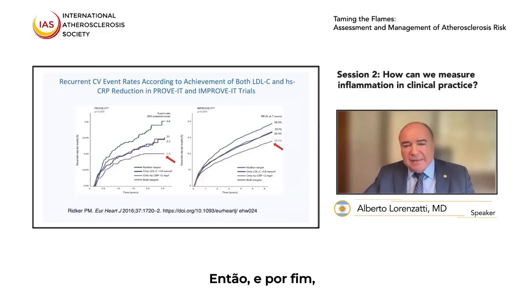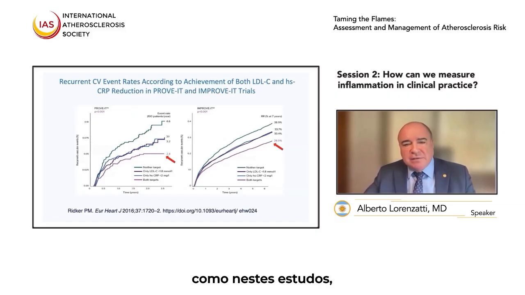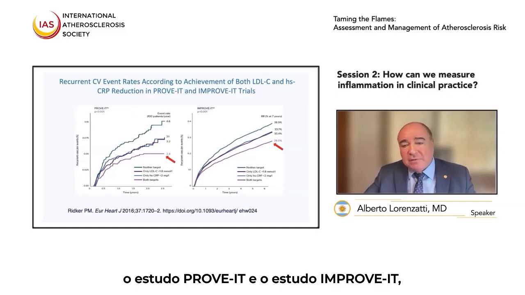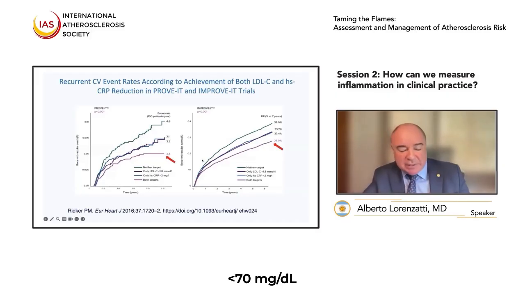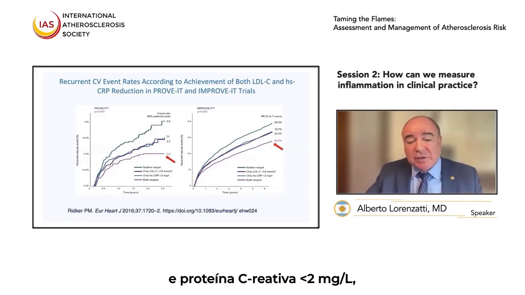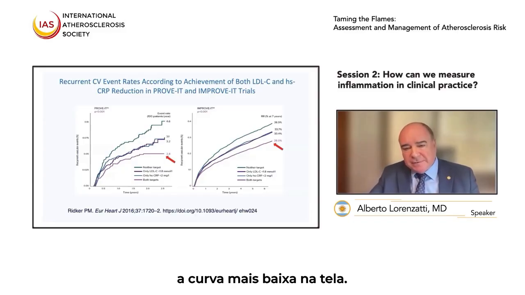And finally, if you gather the objective of a reduced LDL, like in these studies, the PROVE-IT study and the IMPROVE-IT study, patients who achieve both targets, LDL less than 70 milligrams per deciliter and C-reactive protein less than 2 milligrams per liter, show the better result, the bottom curve on the screen.